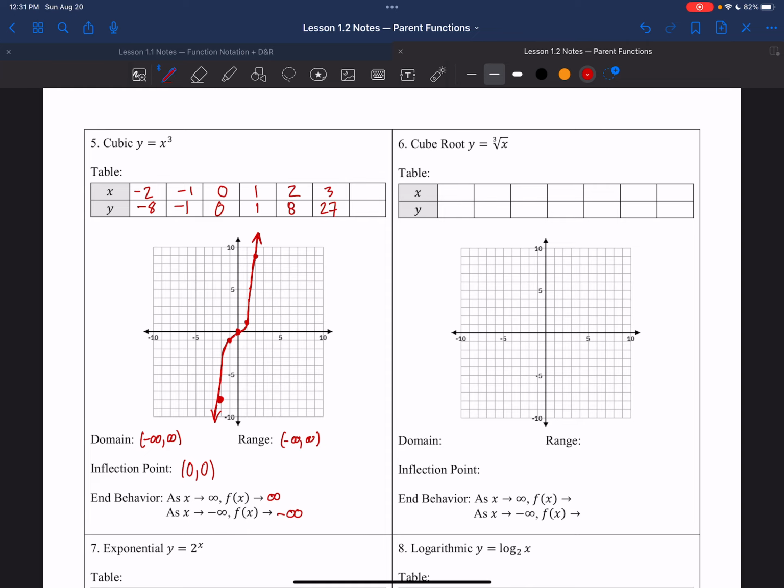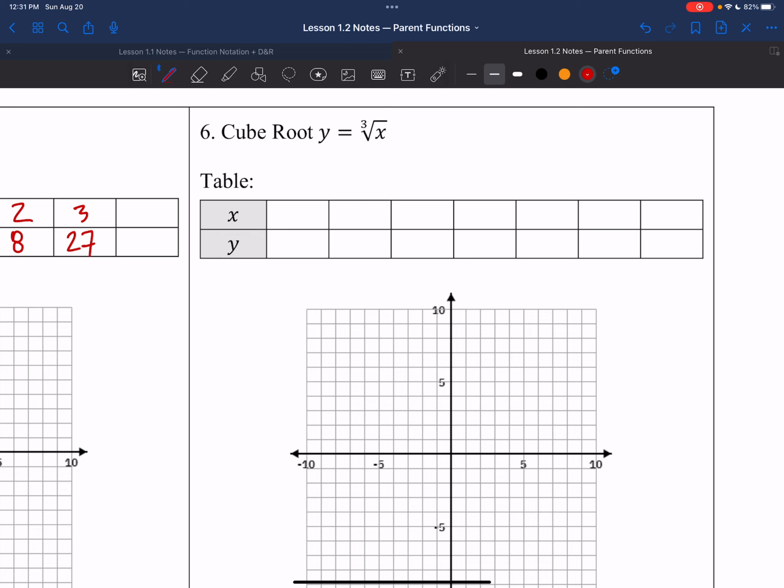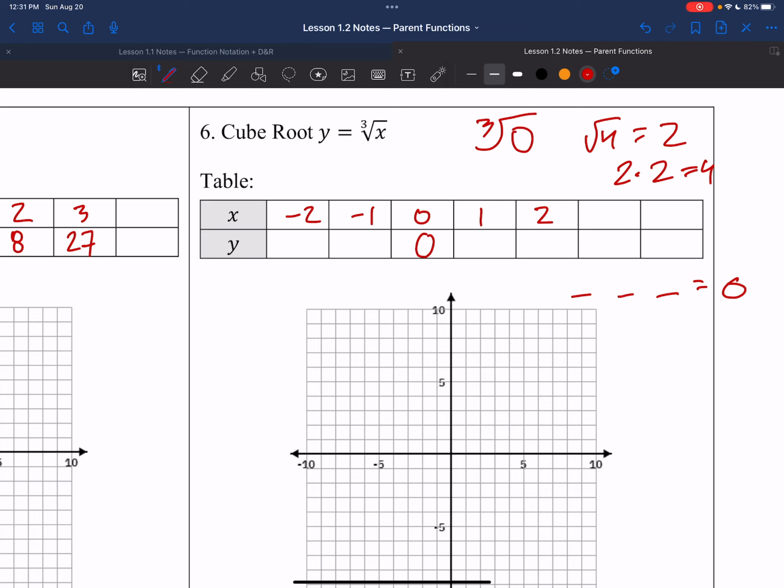So that's the cubic function. Get familiar with that graph. And the next one's cube root. And so I say, what's the cube root of x? Well, I'll do -2, -1, 0, 1, 2. Cube root of 0 is 0. Now, if a square root is what times what is that thing, right? Square root of 4 is 2 because 2 times 2 equals 4. So the question is, what times what times what, all being the same number, equals 0? Well, 0, right? But how about 1? What times what equals 1? Oh, well, 1 times 1 times 1, 1.